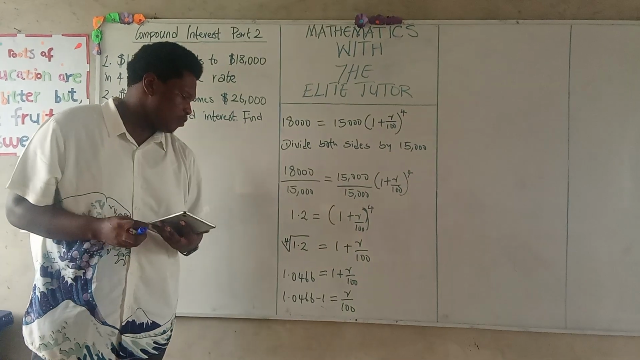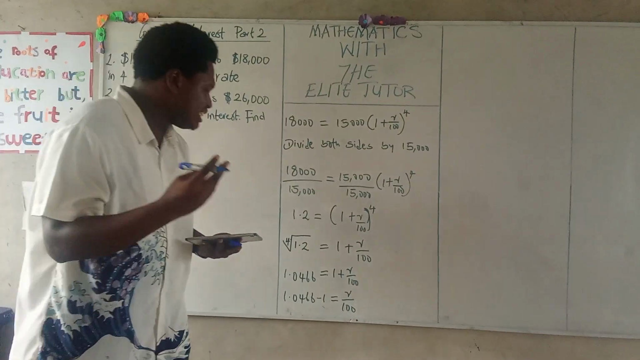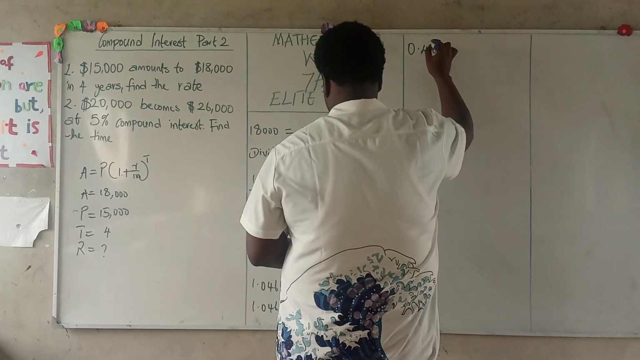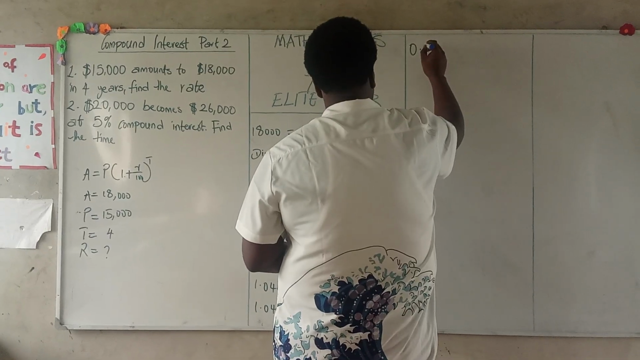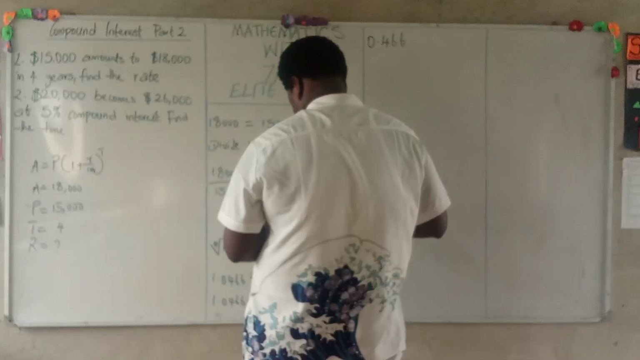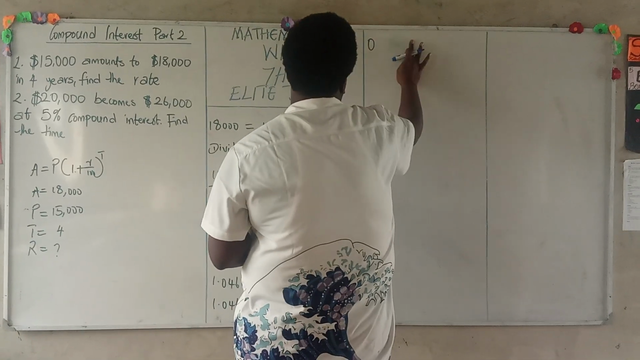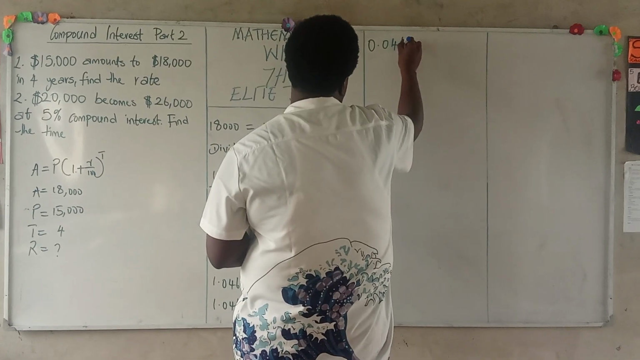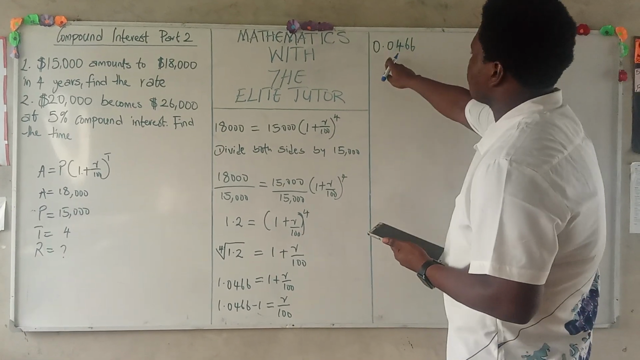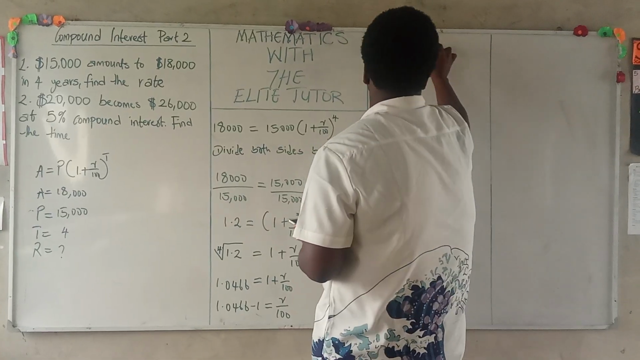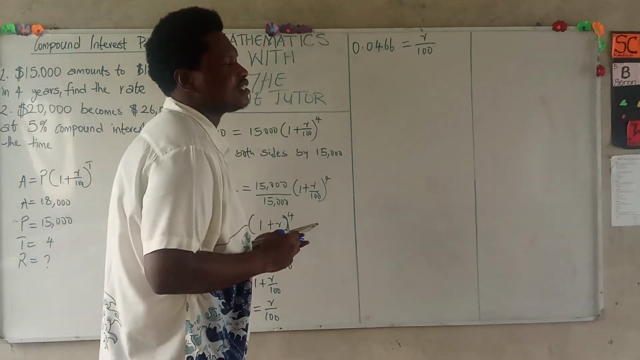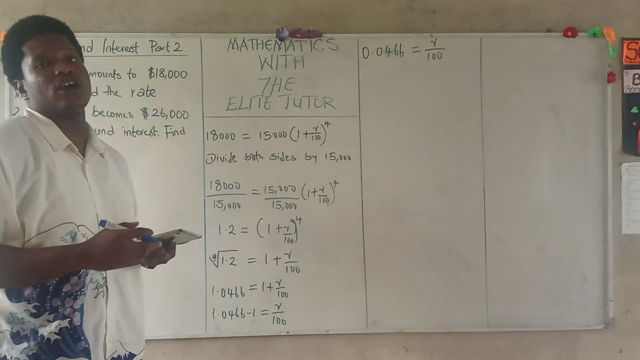So 1.0466 minus 1, that gives us 0.0466. So 1.0466 minus 1 gives us 0.0466, which is equal to r over 100. So we have that 0.0466 is equal to r over 100.